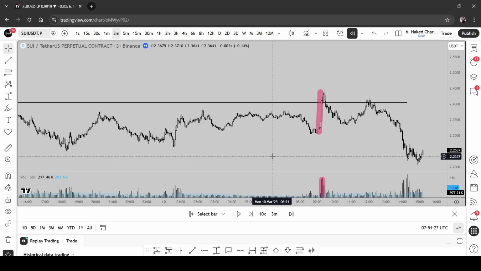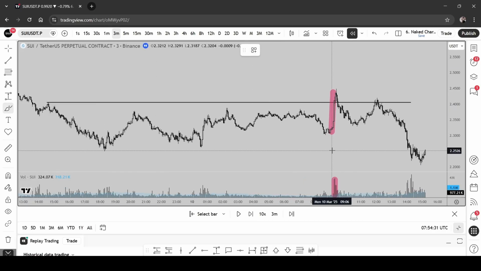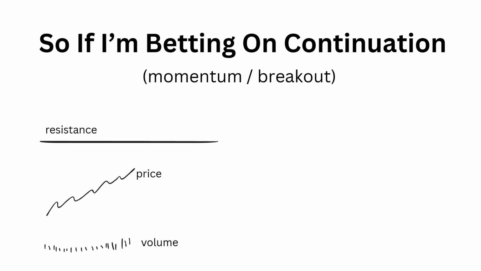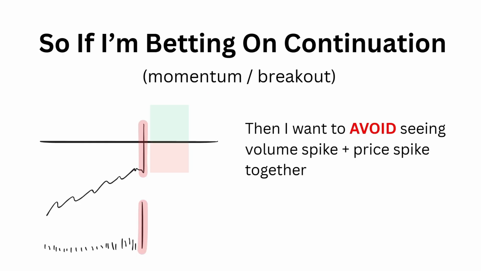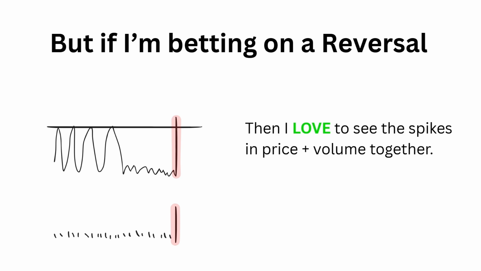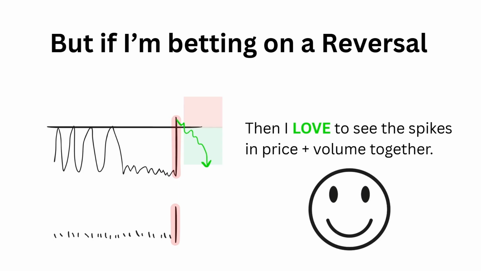There we go. So the whole point is these price plus volume spikes, when they accompany each other, are useful to pay attention to because a lot of the time they can produce these kinds of reversals. If I'm betting on continuation, as in taking a momentum trade or a breakout trade, so getting long at resistance or short at support, then I want to avoid seeing the volume spike and the price spike together, because that is not a fun combo when betting on the breakout. But if I'm betting on a reversal, then I love to see the spikes in price and volume together because they tend to revert quite often. Therefore, I would love to get short at resistance, right?